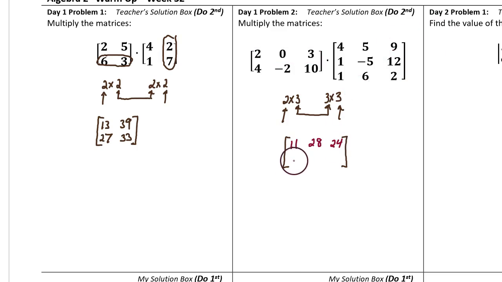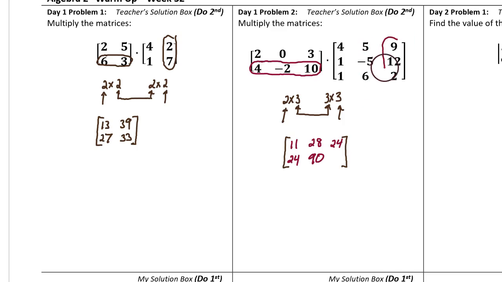Now let's get our answers across the second row. To do that, we're going to use the second row of numbers, along with each of the columns from over here. 4 times 4 is 16, plus negative 2 times 1. Now we have 14, plus 10 times 1. That's 24. Now use this column. 4 times 5 is 20, plus negative 2 times negative 5, which is 10. So now we have 30, plus 10 times 6. This makes 90.